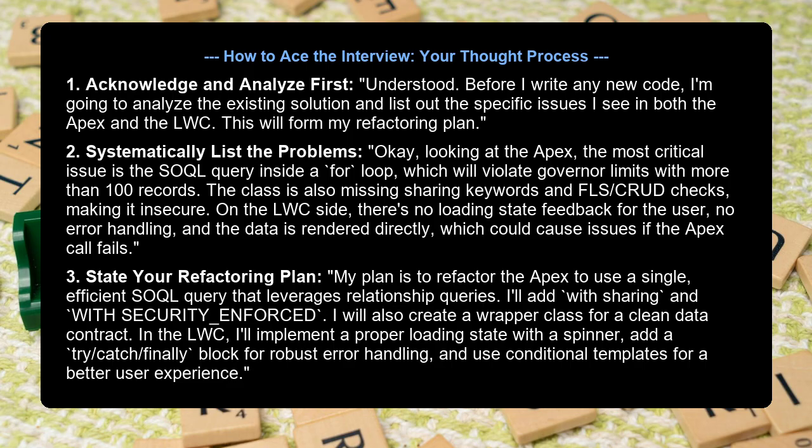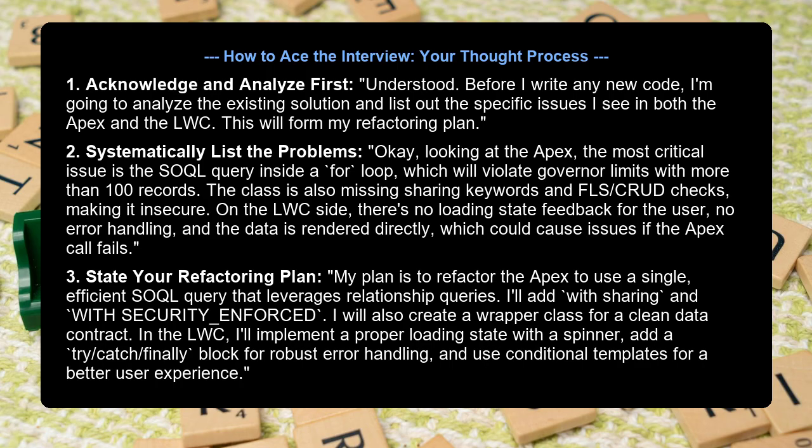2. Systematically list the problems. Okay, looking at the Apex, the most critical issue is the SOQL query inside a for loop, which will violate governor limits with more than 100 records. The class is also missing sharing keywords and FLS or CRUD checks, making it insecure. On the LWC side, there's no loading state feedback for the user, no error handling, and the data is rendered directly, which could cause issues if the Apex call fails.